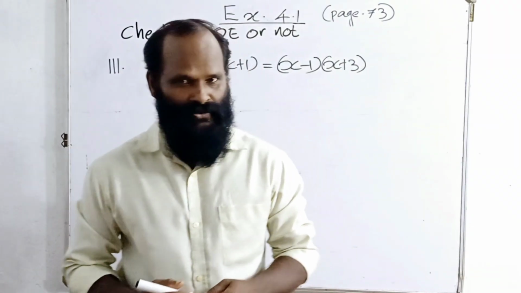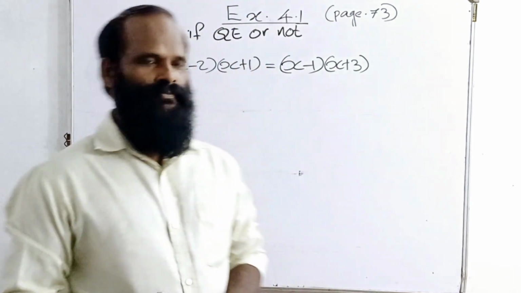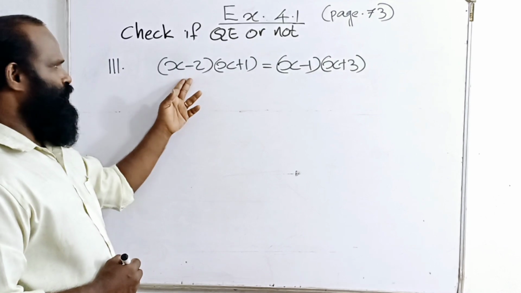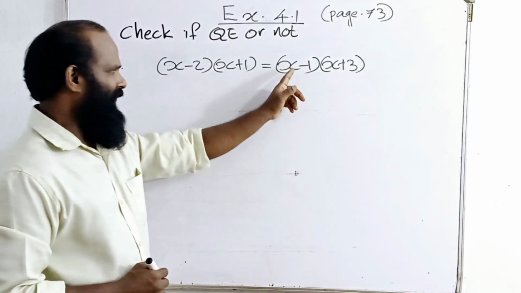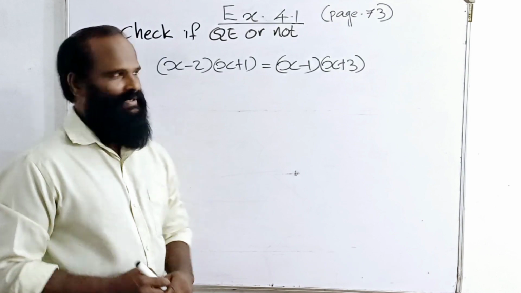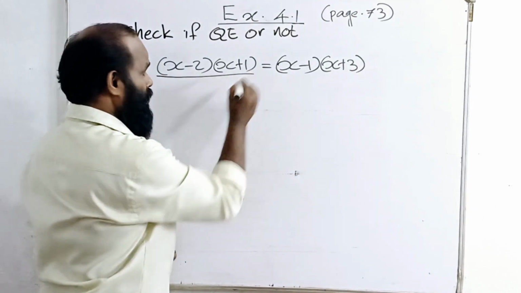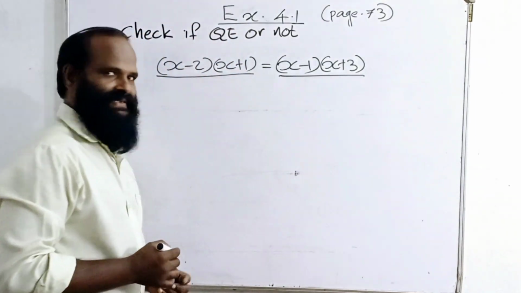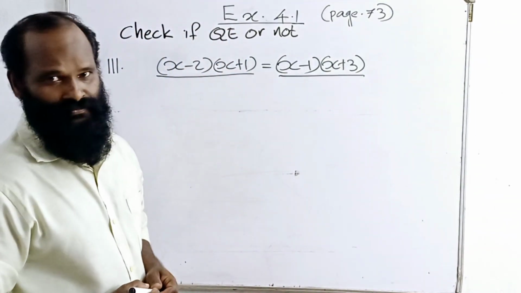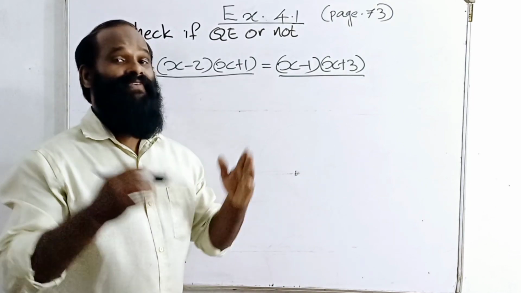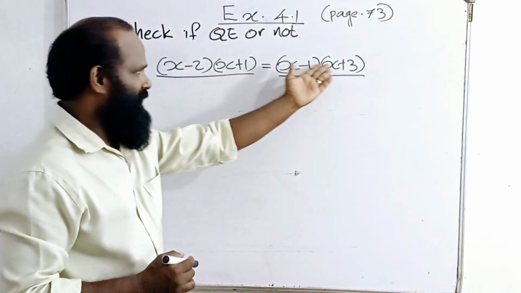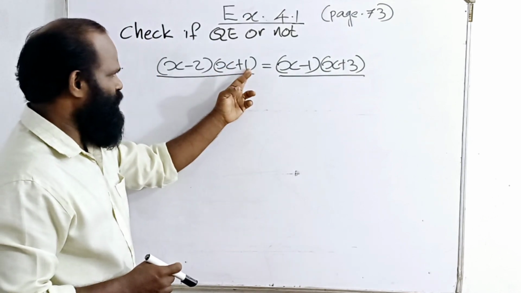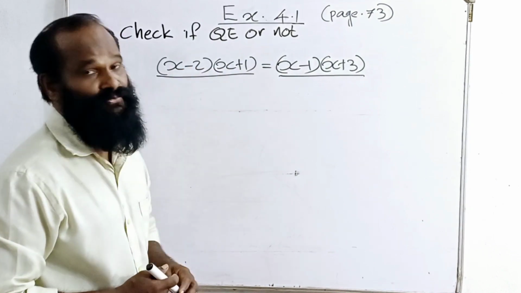Let us see the third question of exercise 4.1. Look at it. This is question number 3. x minus 2 into x plus 1 is equal to x minus 1 into x plus 3. There are two binomials on the left hand side and two binomials on the right hand side. What do we need to do? At present all that we need to do is to multiply them. Let us start multiplying. The terms in the second bracket should be multiplied with the terms in the first bracket.